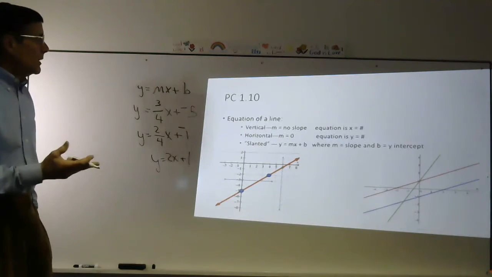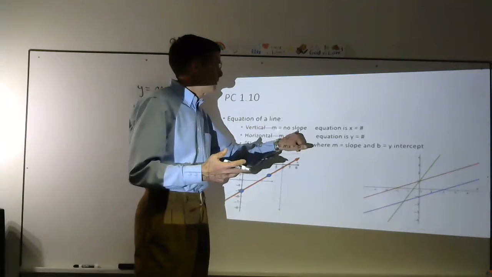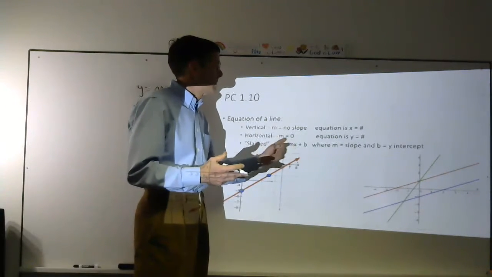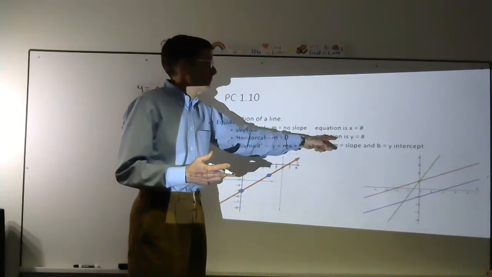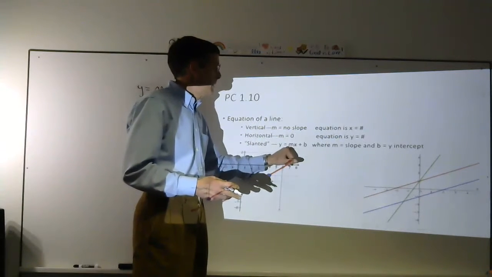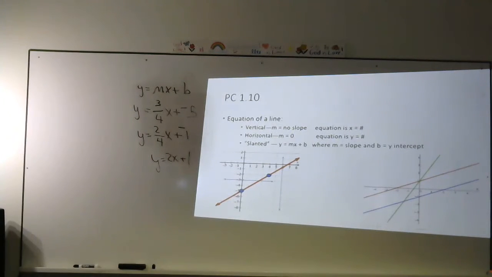Okay? Equations of lines, let's go over this one more time. Vertical: there's no slope. Equation is x equals a number. 0 slope on a horizontal, and the equation is y equals some number. A slanted line, y equals mx plus b. The m is the slope, and the b is where it hits the y-axis.